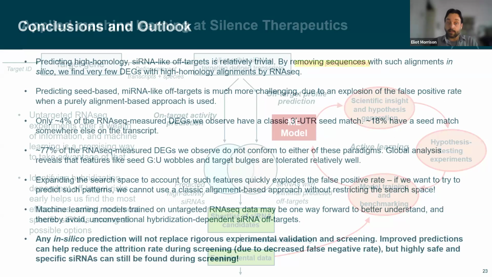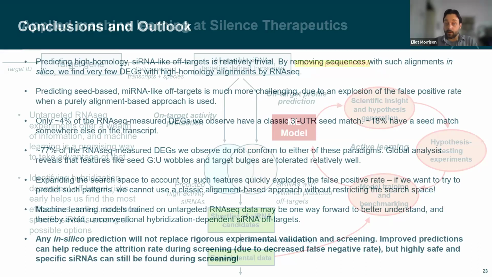The seed-based off targets are a much more tricky challenge, trying to find these microRNA-like effects, with the main reason being that the false positive rate is often such a killer thing in these sorts of predictions. This is also, of course, really well known in the field of microRNA biology, where even finding the endogenous target sites is often quite challenging because of this exact same false positive problem.